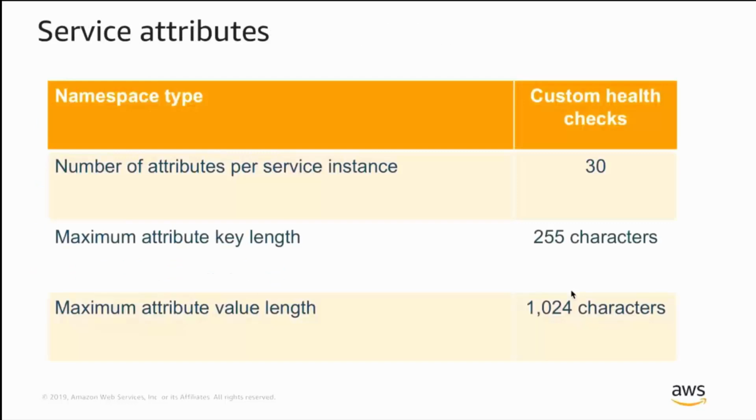What can you do with service attributes? Well, you can use all of them for discovery. You can have up to 30 different attributes registered. These are key-value pairs, a string-to-string mapping, with the key length up to 255 characters and the maximum attribute value length up to 1024 characters. We have enough flexibility to build a rather complicated discovery system with all these things together.